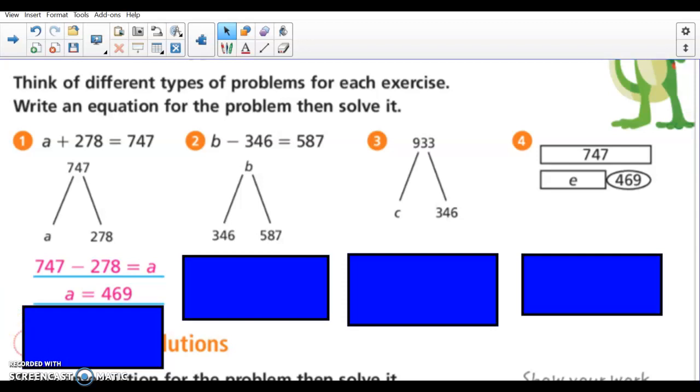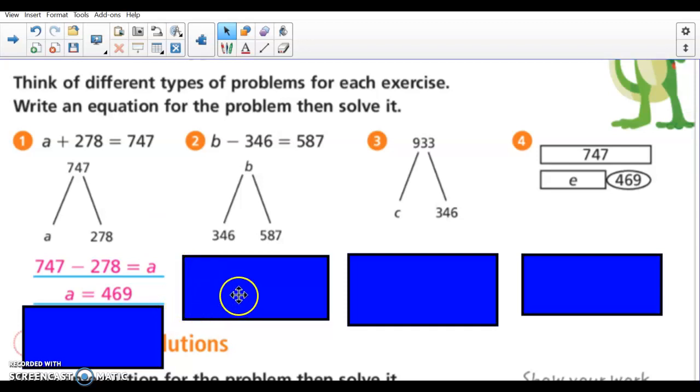And so this is how we're going to show our work, and we're going to show our answers today. We're not only going to be just looking for that answer. In this case, yes, the answer is 469, but part of that answer is the equation, because we want to write out the equation for every problem today. And so this is very important on the top here: 747 minus 278 is equal to a, and then what a equals.